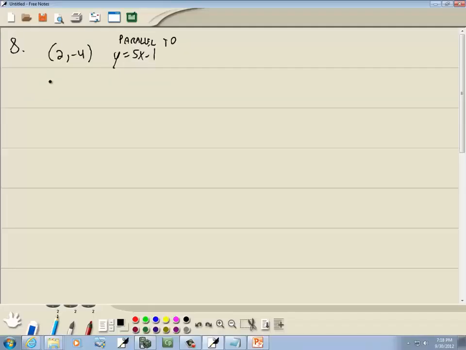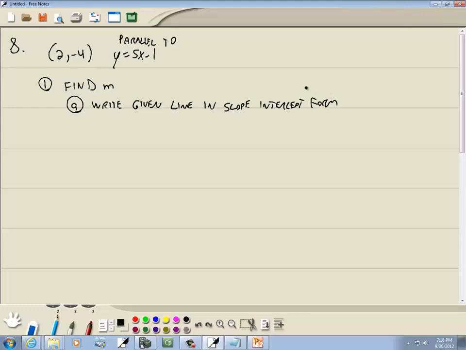And find the equation of the line. Well, remember our steps for finding the equation of a line. Our first step is to find m. In this case, parallel and perpendicular is a little bit different. Our first sub-step within that is write the given line in slope-intercept form. Well, this one's easy. It's already in slope-intercept form. Or easier, I should say. Step 2 is to identify our slope. Well, if you have it in slope-intercept form, your slope is whatever number is before your x, which is 5.